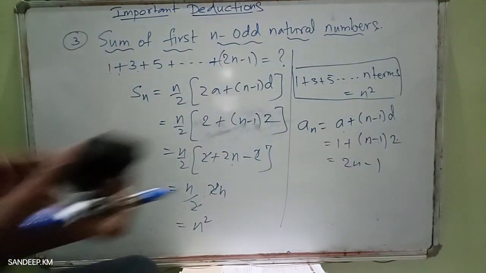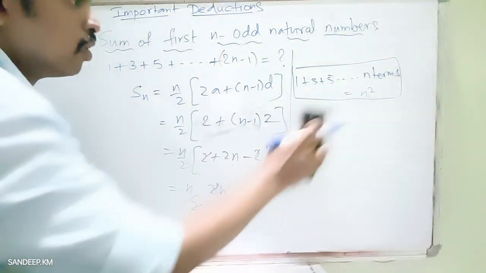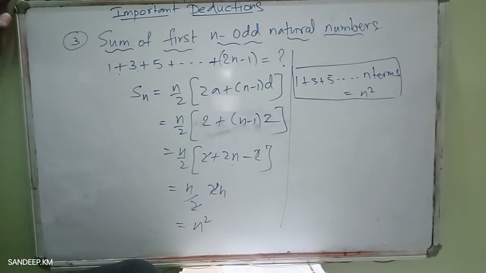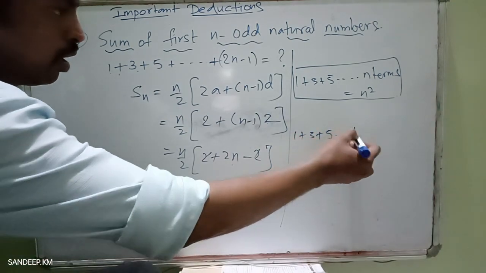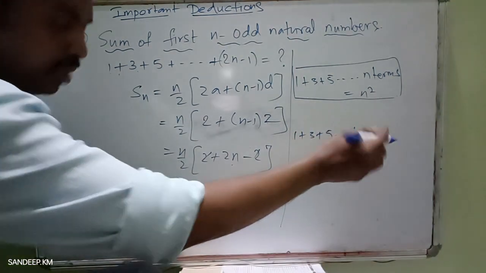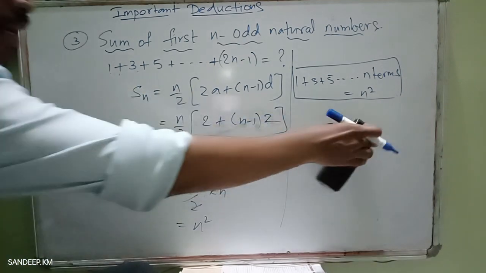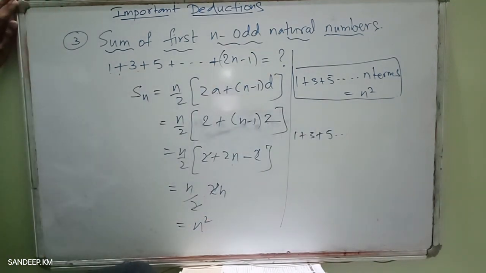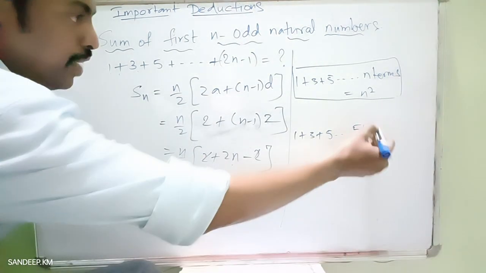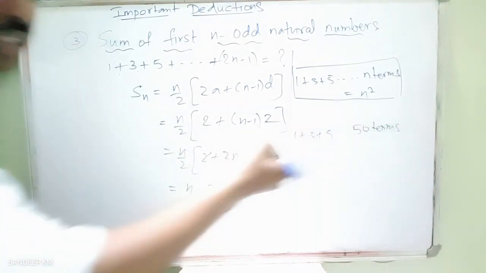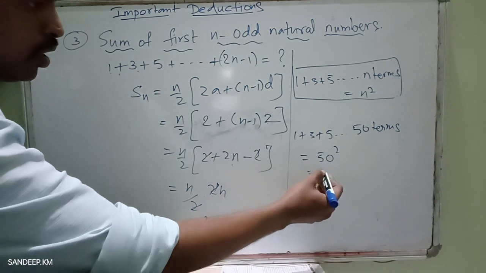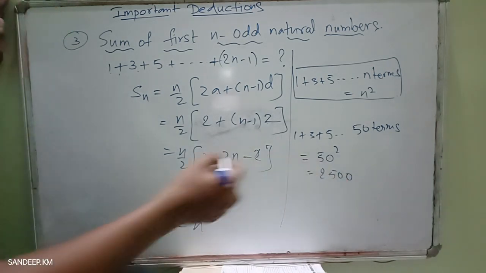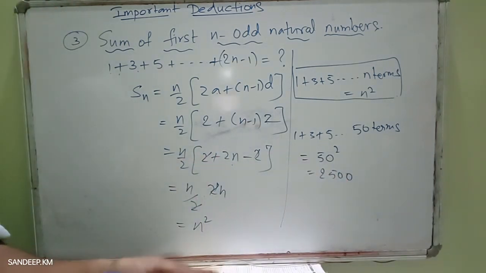An example if you want. What is the sum of first 50 odd natural numbers? So 1 plus 3 plus 5 and so on. How many odd natural numbers are we going to add? 50 numbers, 50 terms. The sum of first 50 odd natural numbers is equal to 50 square, which is equal to 2500.